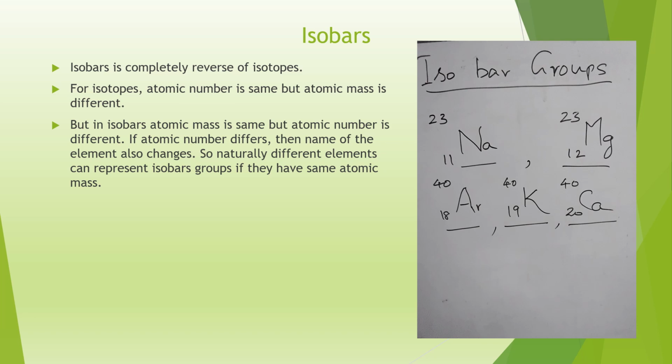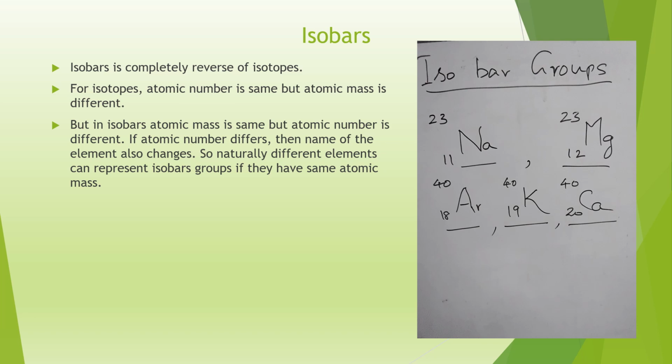Isobars. Isobar is completely the reverse of isotopes. For isotopes, the atomic number is the same but the atomic mass is different. But in isobars, the atomic mass is the same but the atomic number is different. If the atomic number differs, then the name of the element also changes. So naturally, different elements can represent isobar groups if they have the same atomic mass.